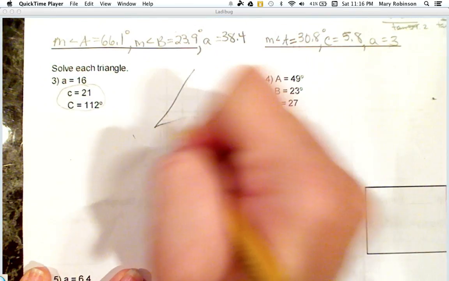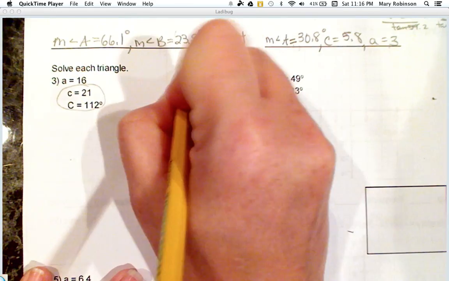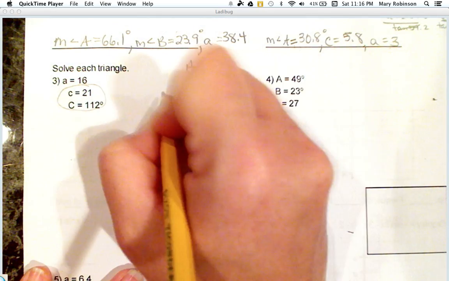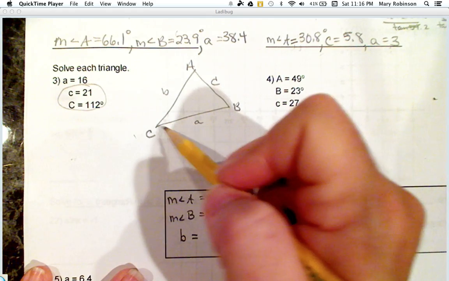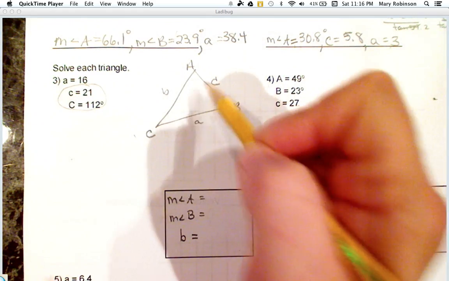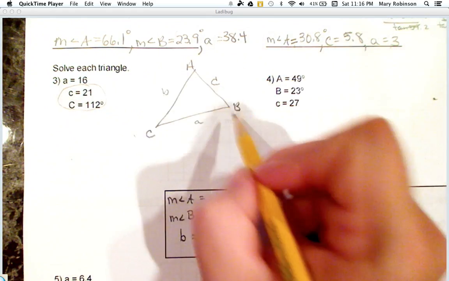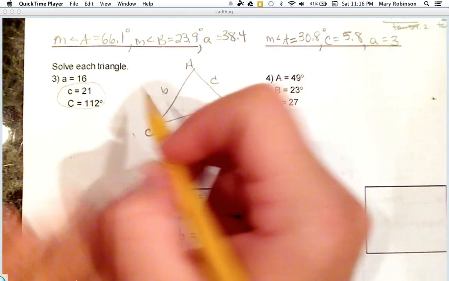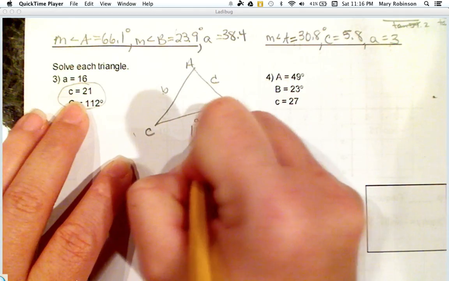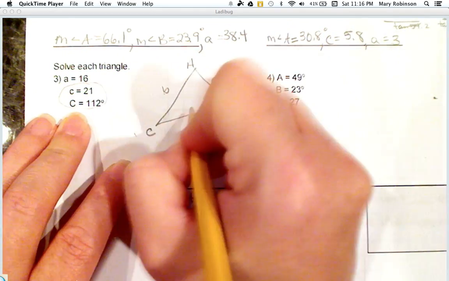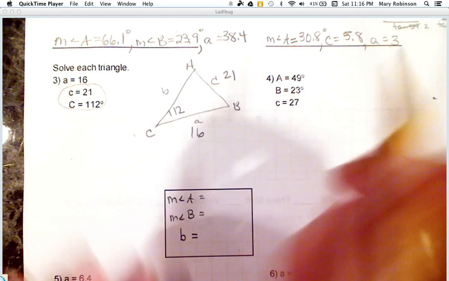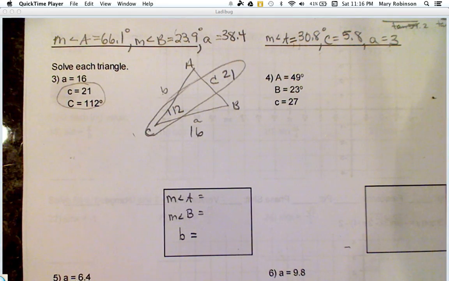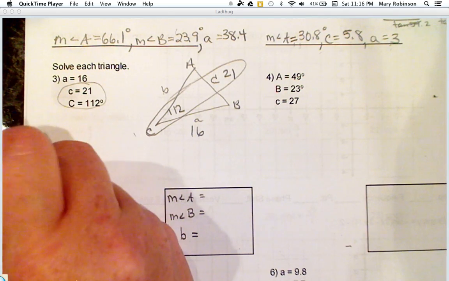I do recommend going ahead and drawing a triangle and labeling it ABC. Label your sides accordingly. Remember, you label the sides with the same letter but lowercase of the name of your angle, the vertex of your triangle. Alright, so we know that A has a length of 16, C is 21, and angle C is 112. Because we can identify an angle measure with its opposite side, we're going to use our law of sines.